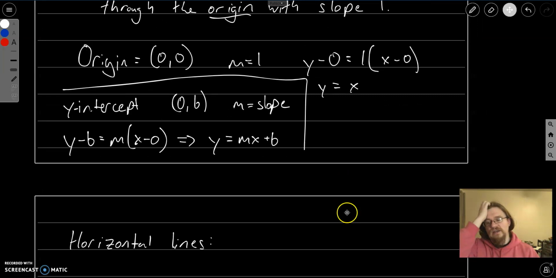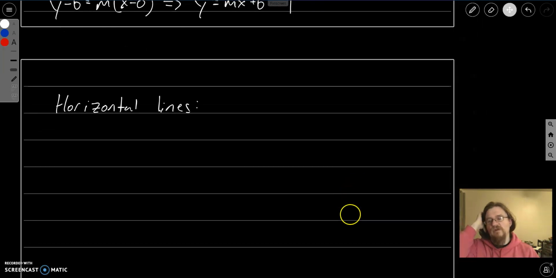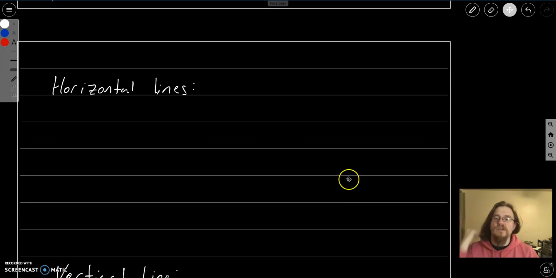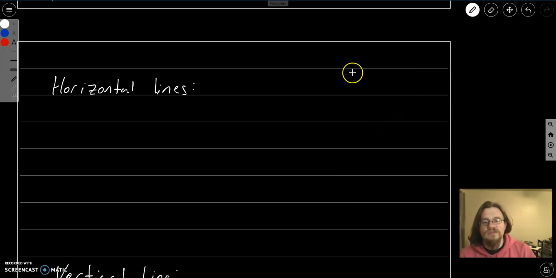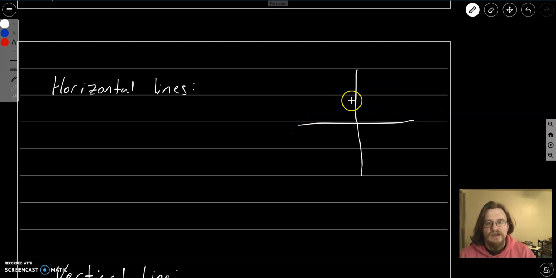So all that is well and good. There are a few special cases that we really want to consider. With a horizontal line, we can imagine that we have our line like this. So the question is, what's going on here? What's the slope? What's the line?